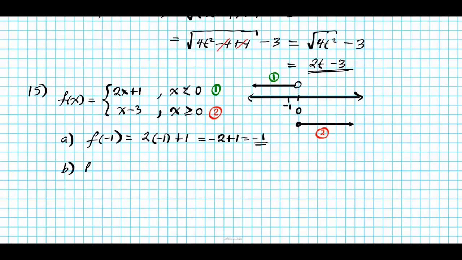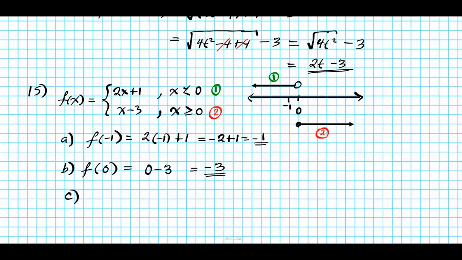Now how about if you want to do f of 0? If you're on 0, because the second equation has the inclusion bar here, that means that when we're evaluating the function, that's where the discontinuity happens, we're going to be using the second function, okay? So it's going to be 0 minus 3, which is equal to negative 3.